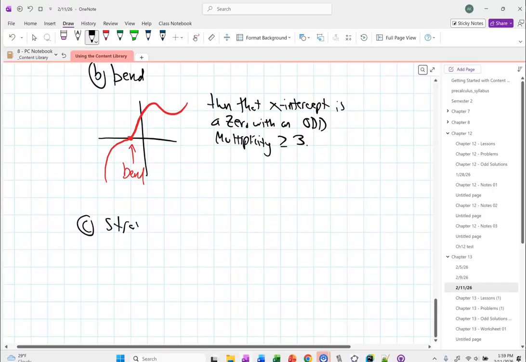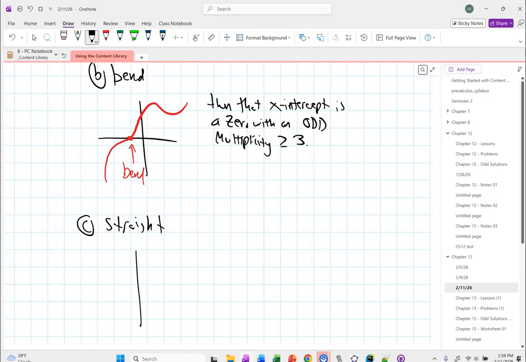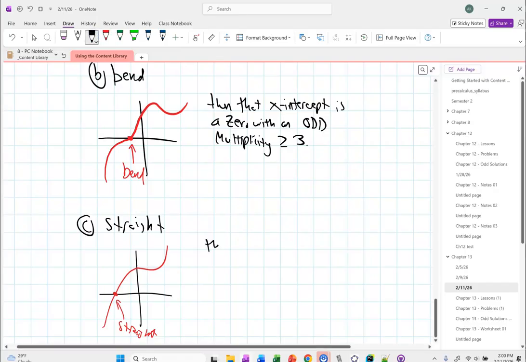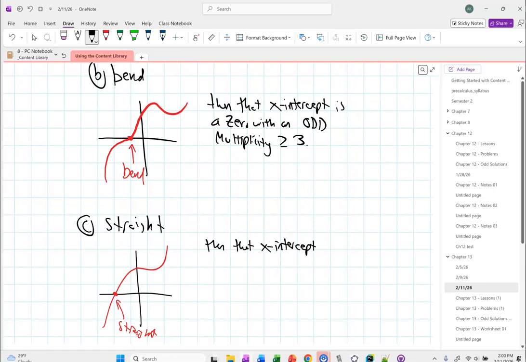And the third one is a straight. If it passes just straight through the x-axis, then that x-intercept is a 0 with multiplicity 1.